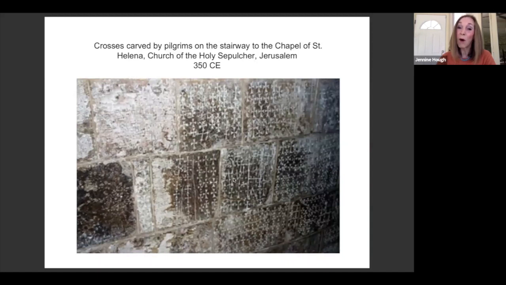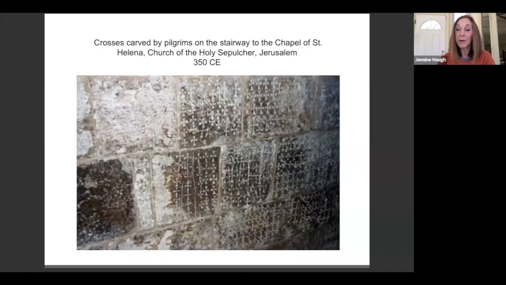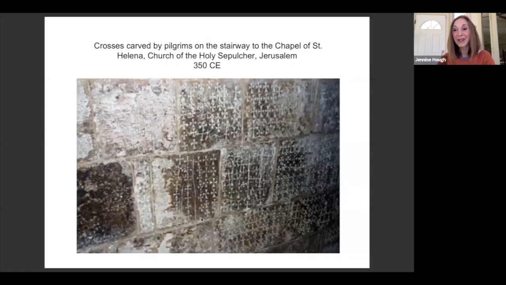This is the wall on the stairway going to the chapel of St. Helena, where pilgrims have carved crosses, really in honor of her finding the true cross. So I think this is just beautiful. It reminds me of the prayer wall, you know, at the old temple.